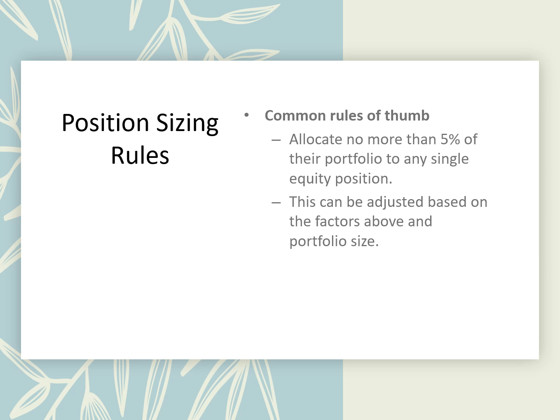So let's talk about some position sizing rules. These are common rules of thumb. A lot of it has to deal with how much investable money that you have. The greater the amount of money, the more that you can stick to this rule of thumb. The smaller amount that you have, you're not going to be able to stick to this rule of thumb of allocate no more than 5% into any single position. Okay, so just a rule of thumb.